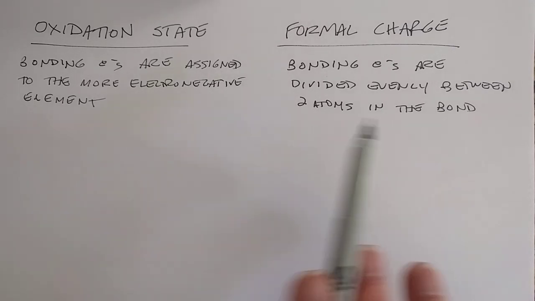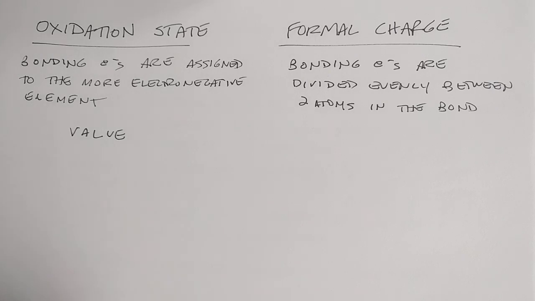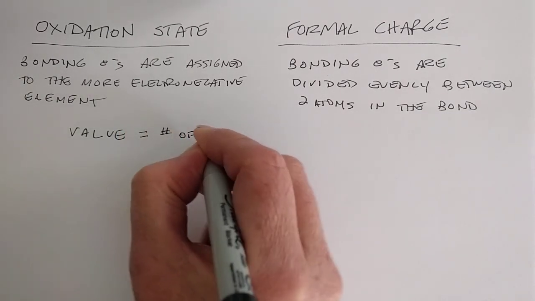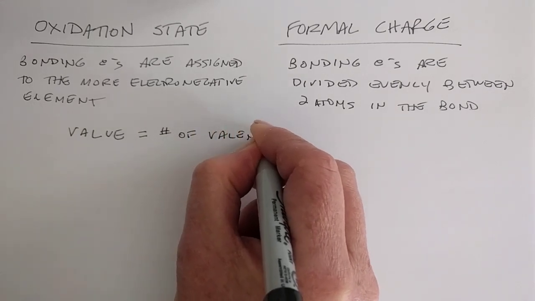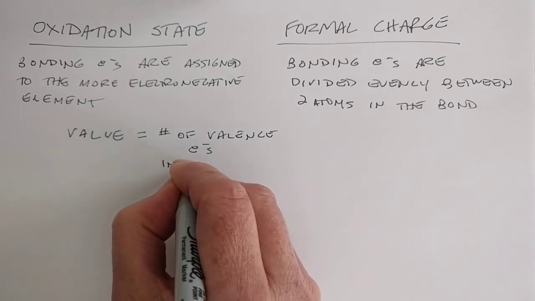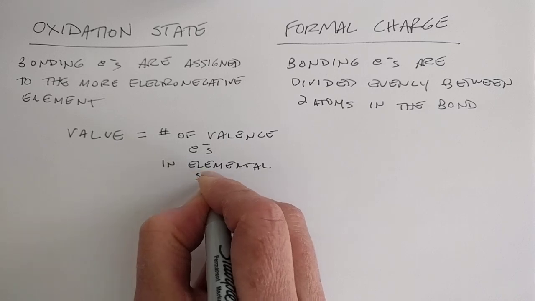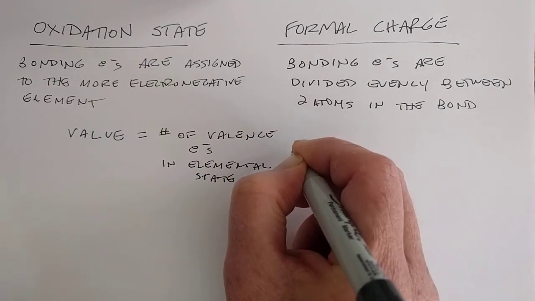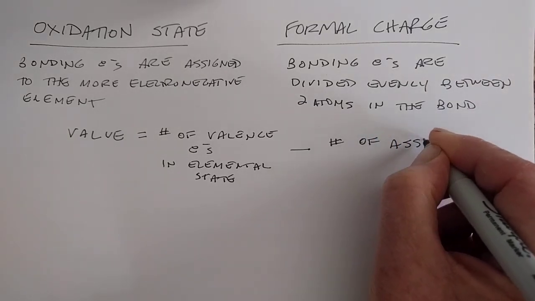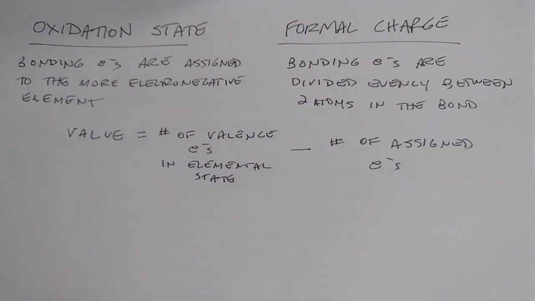For both of these, the value of the oxidation state, or the value of the formal charge, is equal to the number of the valence electrons in the elemental state, as if the atom was by itself, minus the number of assigned electrons. And this is how we assign them.